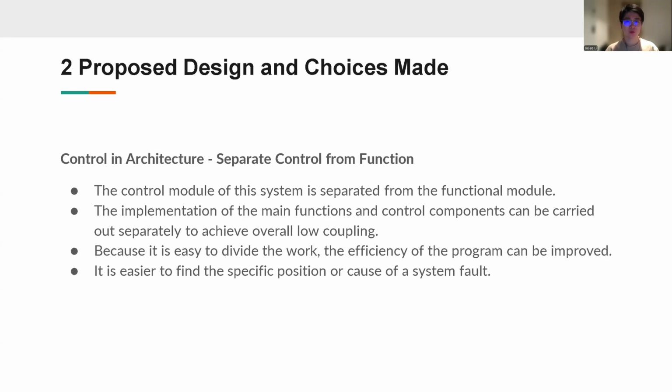In the section of control in architecture, we opt for separate control instead of centralized control. By isolating the control module from functional modules, we achieve lower coupling and improve program efficiency. This also makes it easier to locate issues during troubleshooting.